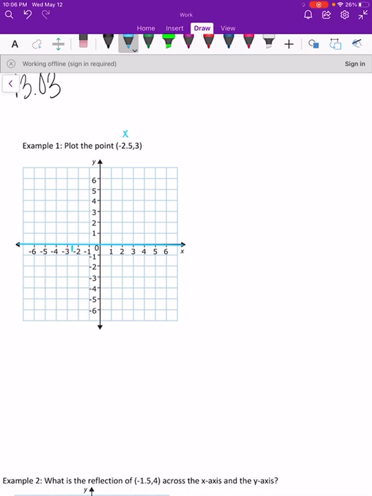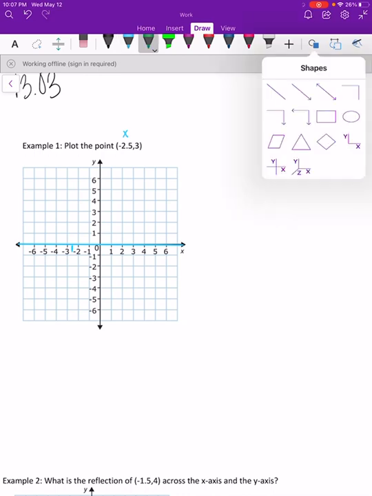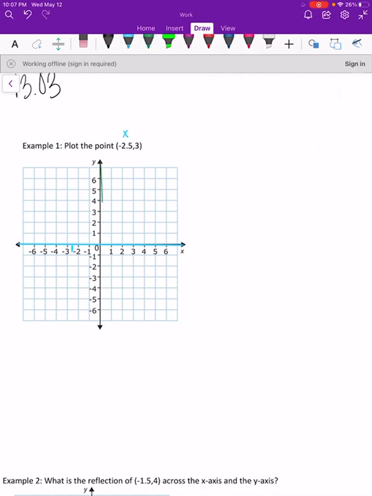And then on the y-axis, we're going to go up to 3. And 3 is right here. So we're going to kind of meet those two in the middle. We'll make a pink point there. So I'm going over to negative 2.5, up, over to 3, or up to 3, and there's our point.